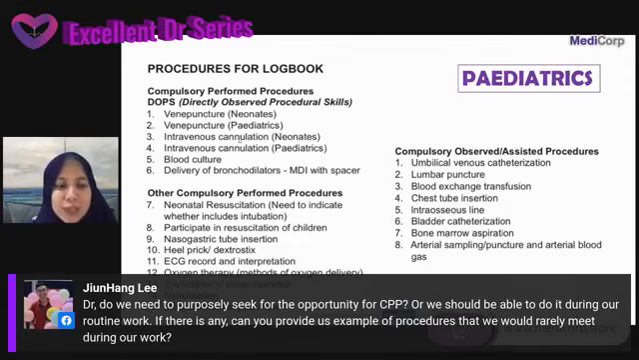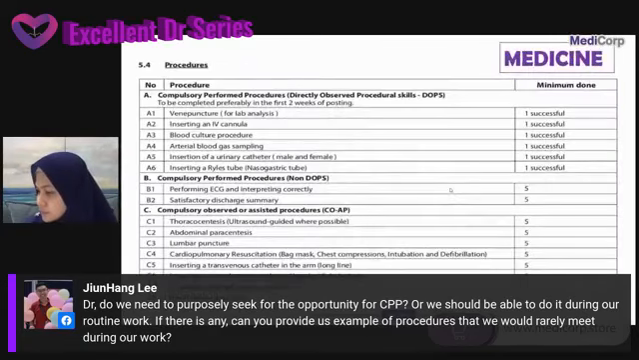Okay, but what you need to catch, or what you need to be more proactive about, is the compulsory observed or assisted procedures, because these are quite rare, not as frequent as the compulsory perform ones. And for pediatric, this is usually done in the pediatric ICU or the neonatal intensive care unit, okay? Blood exchange transfusion, we don't do it, or you don't encounter it on a daily basis, okay?